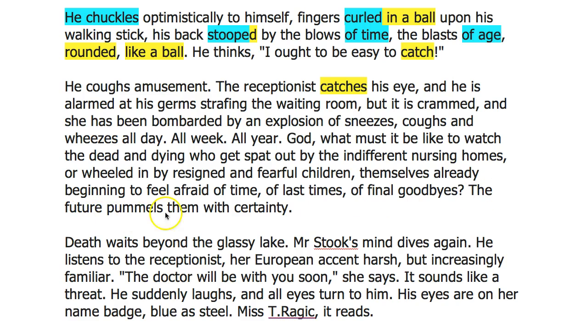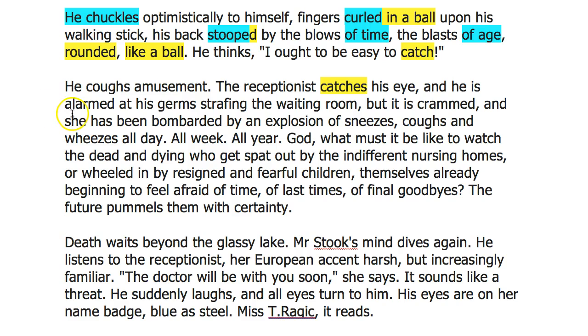The future pummels them with certainty. And again, I've got an abstract noun here, certainty. Well, what does that look like? We don't know what that looks like. That's what makes it an abstract noun. And I've got it pummeling him because he's thinking, oh, I'm going to die. And that's what the relatives of all these old people who are being brought into hospital are also thinking. My mother's going to die. My father's going to die. And that's the certainty about it, is we all have to face that. That future is coming and we're just desperate to put it off as long as possible.